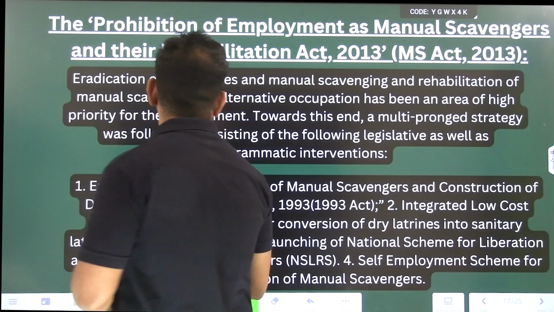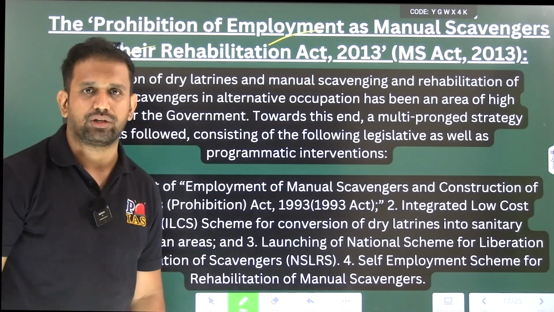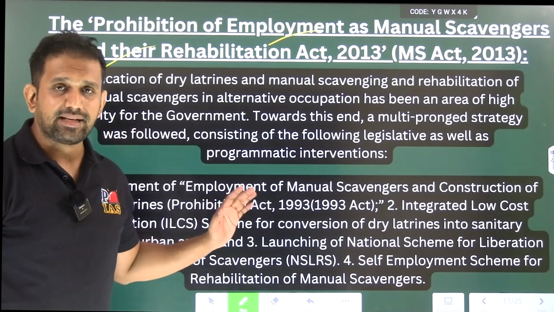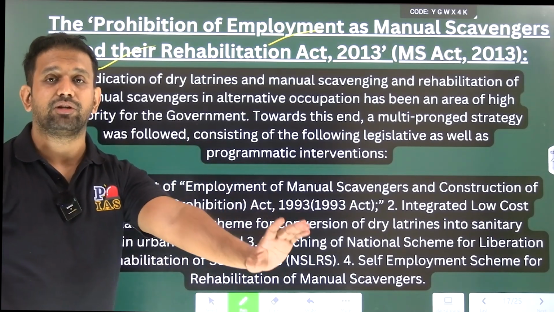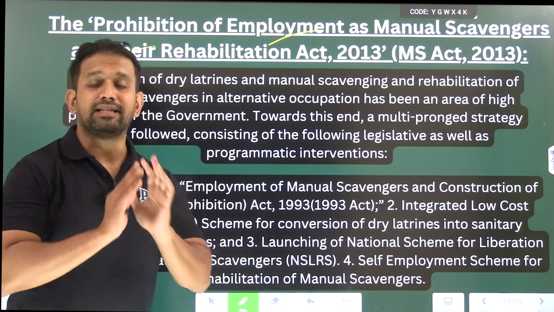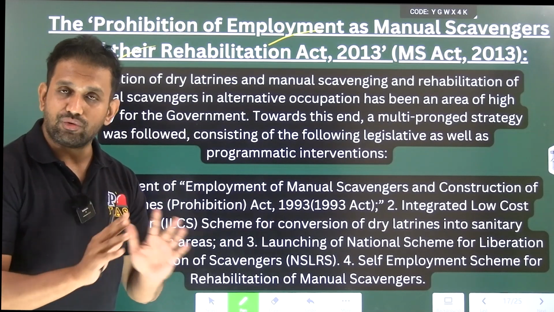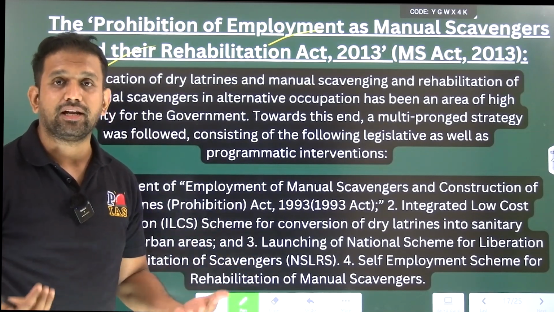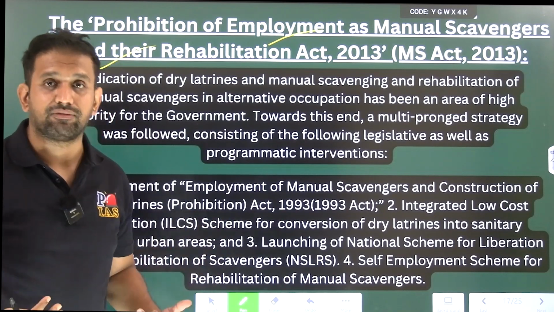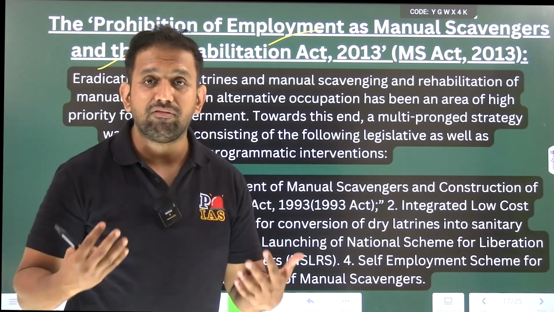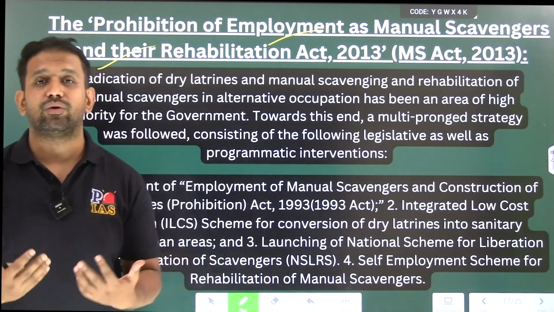Next, the Prohibition of Employment as Manual Scavengers and their Rehabilitation Act 2013. A very important act. Some SC people are picking rags or litter from the roads. The government wants these kinds of practices to end. That undignified work no one should do, and every human in our country is dignified. Everyone should feel worthy of themselves. That is called dignity: I am worthy, I am a human being, I am not an object.